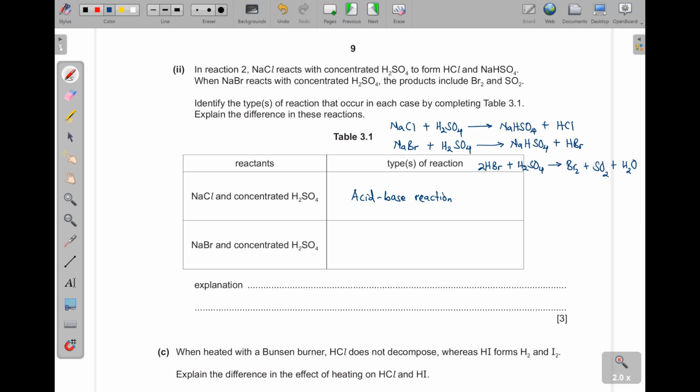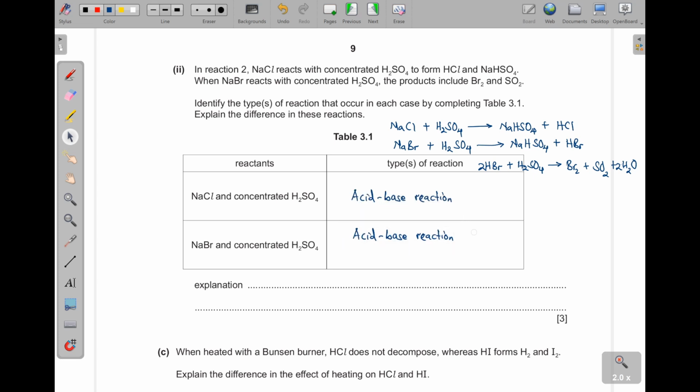So if I put a 2 here, then I would have balanced everything. If I put a 2 here, hydrogen 2, that is 4, then 4 here, balanced, like that. So that's what we get there. Now here, this is an acid-base reaction, so I'll put it there.